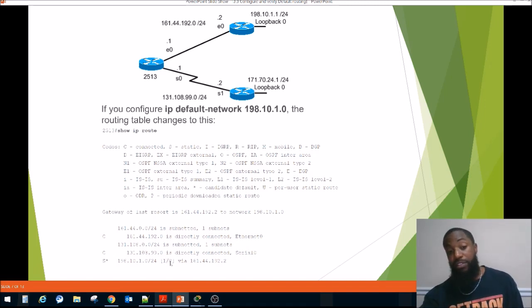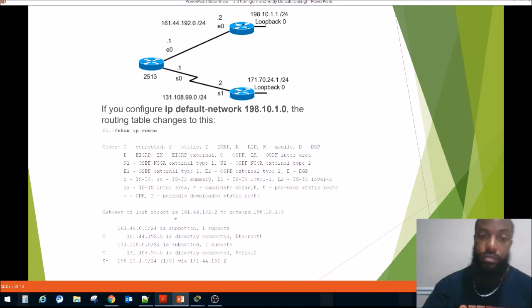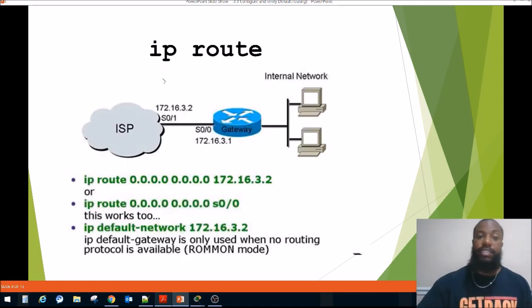Static routes, the metric's always 0 via this interface. That interface right there. 192.2.44.192.2. And to get to that network, we take this next hop. Again, this is the IP route we use. This is basically stuff we talked about in the last video.